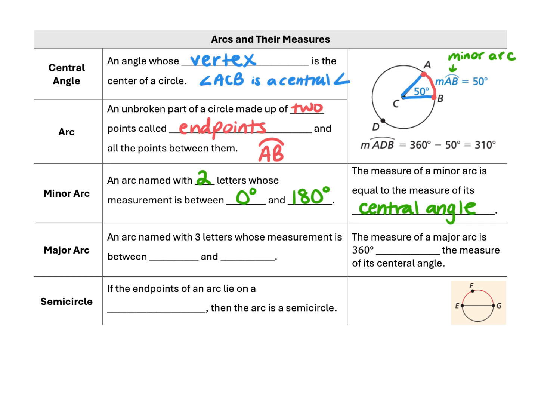Now, a major arc is going to be named with 3 letters, and the measurement is going to be between 180 degrees and 360 degrees. You need 3 letters so you know which way to go around the circle. So ADB is a major arc. I'm starting at A, I'm heading toward D, and then I'm ending at B. And to find the measure of a major arc, you take 360 minus the measure of the minor arc. So here, 360 minus 50 would make that major arc there 310 degrees.